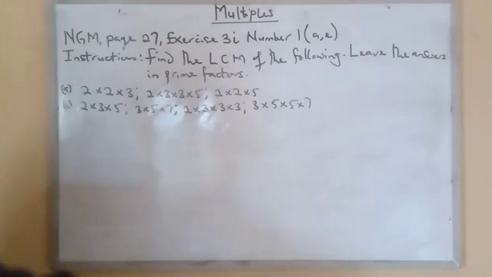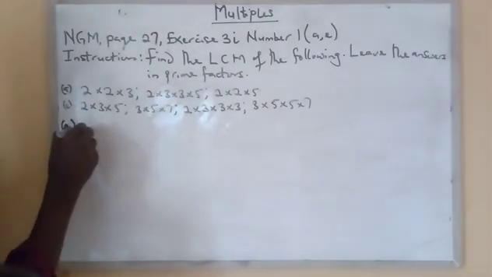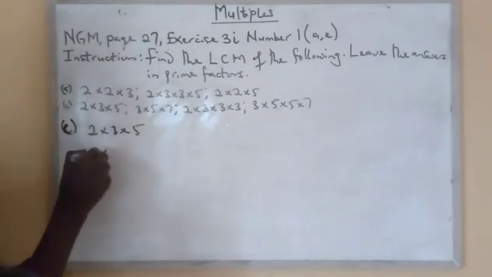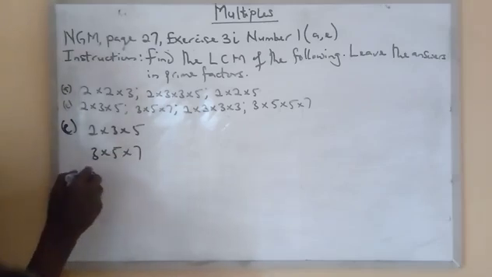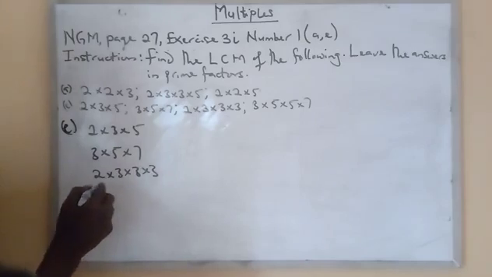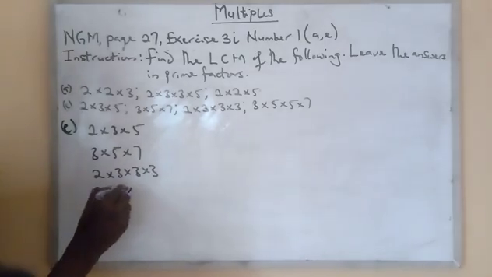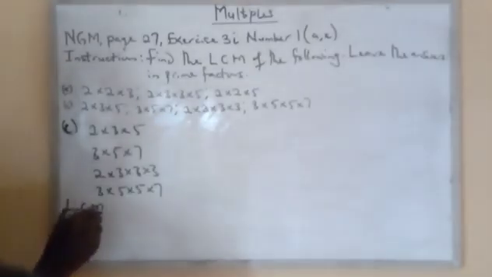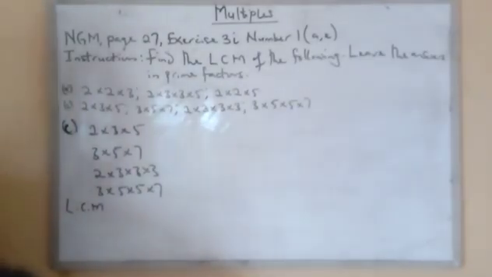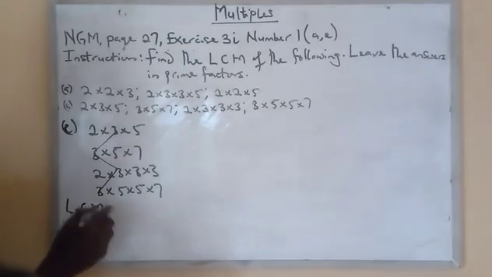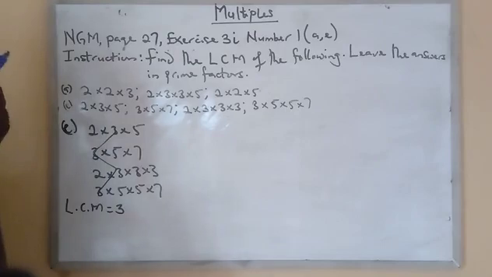So we said the E, we have 2 times 3 times 5. Then we have 3 times 5 times 7. Then we have 2 times 3 times 3 times 3. Then the last expression, 3 times 5 times 5 times 7. So to find the LCM, we look at the number that is common to all. You see that 3 is here and it is also here. So we consider those 3s that are common to these expressions as 1.